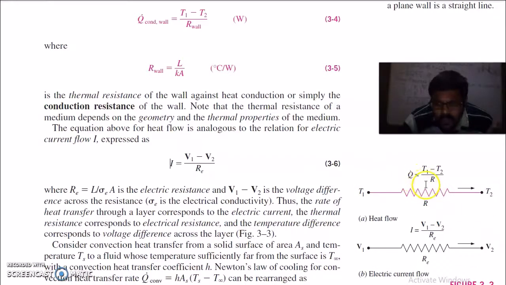So here your thermal resistance is equal to R, and in this case your electrical resistance is Re, and heat transfer is equal to temperature difference divided by thermal resistance. In case of electricity, current is equal to voltage difference divided by electrical resistance.